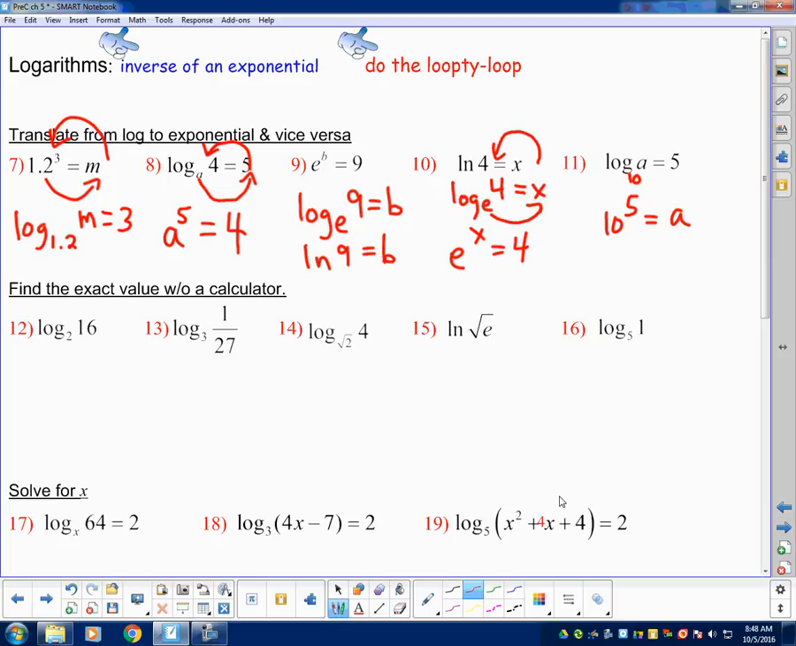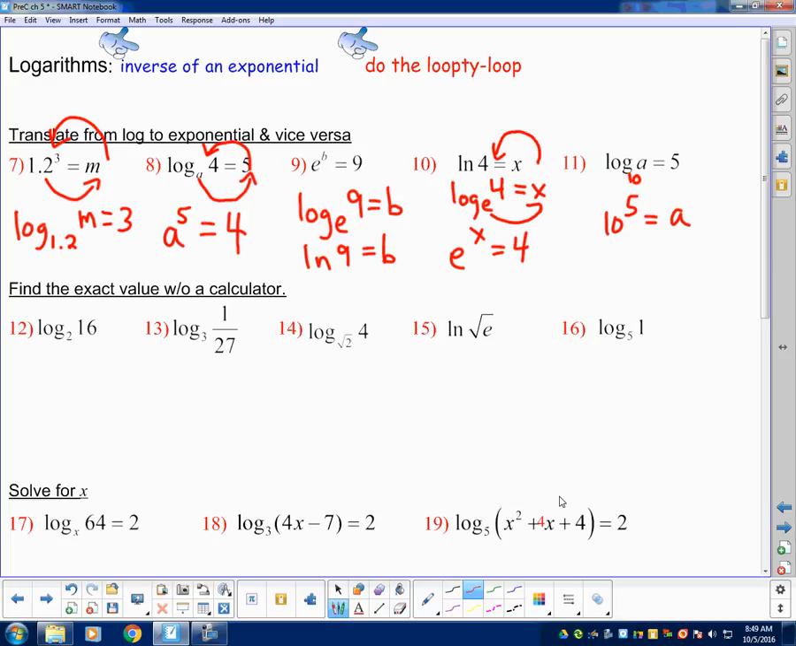All right? So that's translating from logarithmic to exponential and vice versa using the definition. All right, it says find the exact value without a calculator. So we have some expressions here.